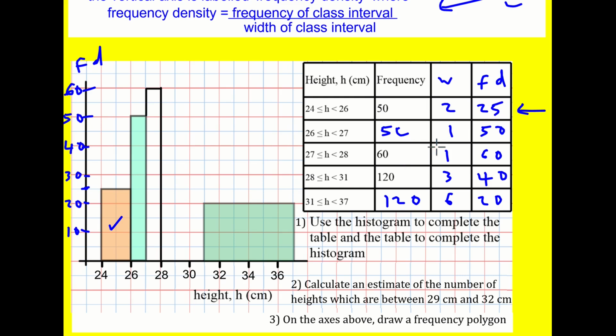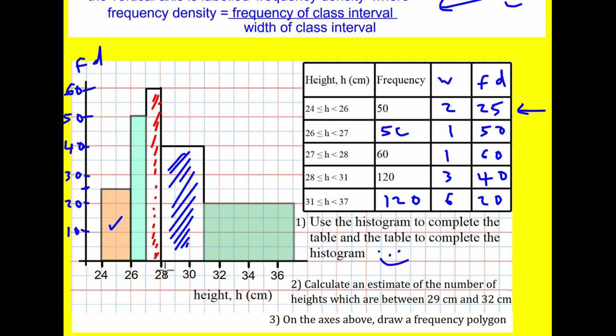Okay, and then we have 40. Okay, and that is our completed histogram. We've completed the table and we've completed the histogram apart from shading it in. Let's have a bit of blue. Okay, done. Calculate an estimate of the number of heights which are between 29 and 32.